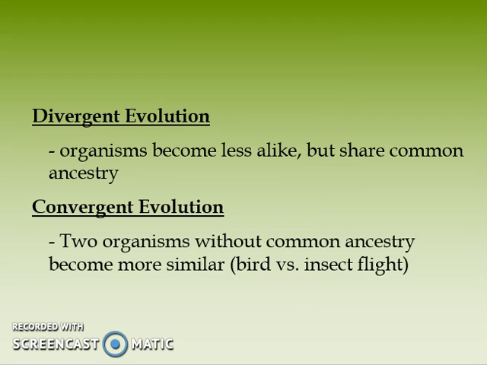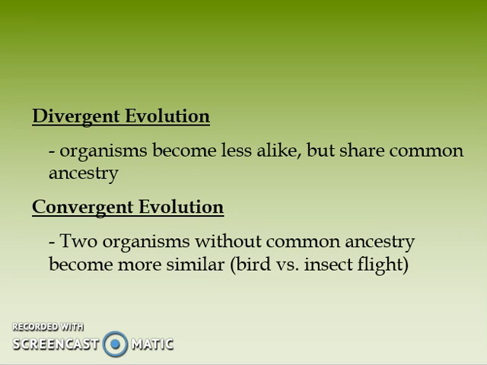Divergent evolution is when two organisms start off very similar and have a common ancestor but become less alike over time. What's something that's divergent evolution? Oh, probably the predecessor of bats. Marine mammals and normal mammals, there's a divergent evolution there.